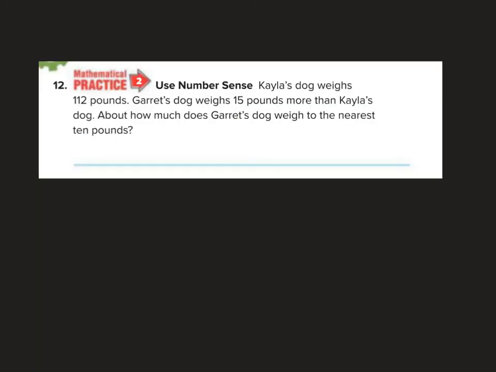Kayla's dog weighs 112 pounds. Garrett's dog weighs 15 pounds more than Kayla's. About how much does Garrett's dog weigh to the nearest 10 pounds? So let's take 112 plus 15, 7, 2, 127 is exactly.